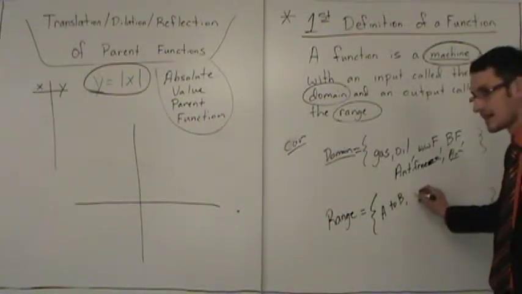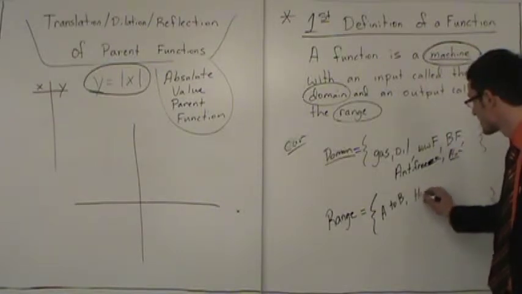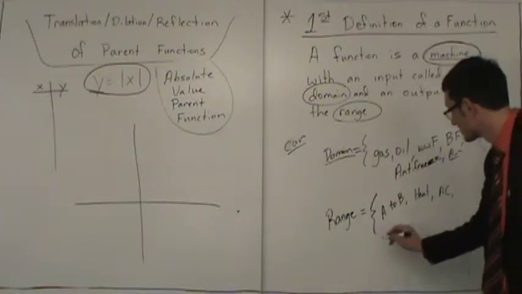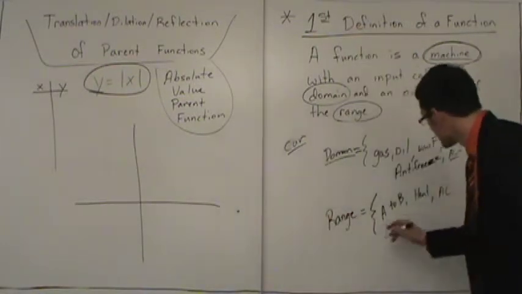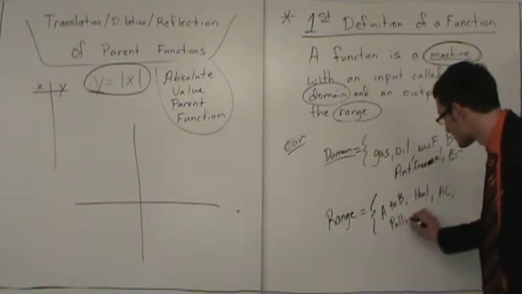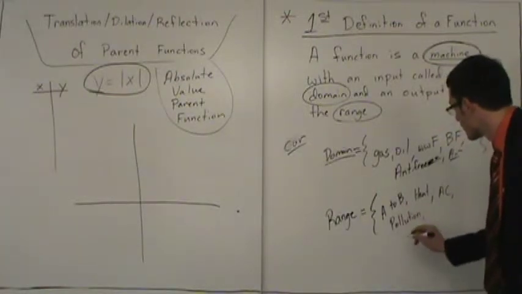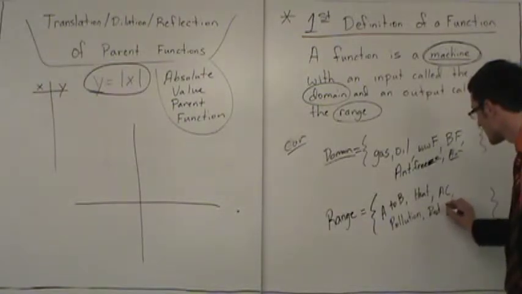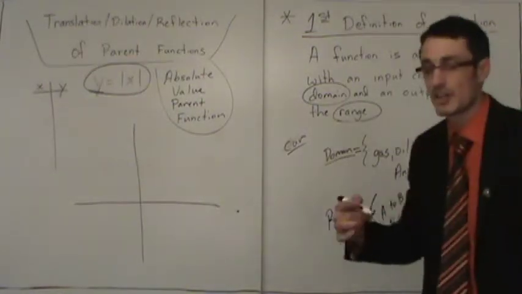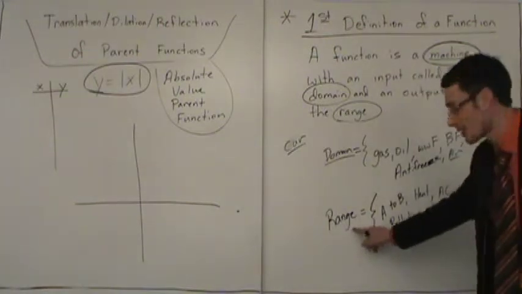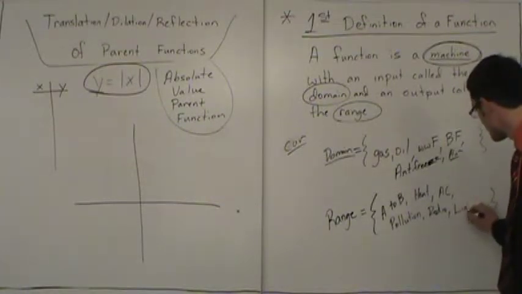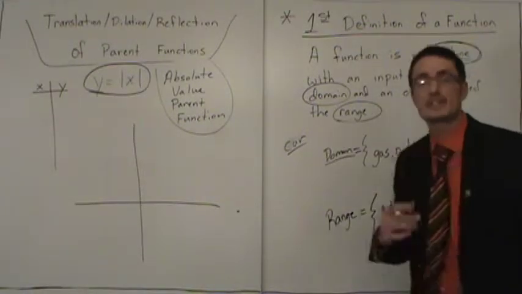Let's see. Heat. Oh, yeah, heater. What else? AC. What else does a car put out? Think. Someone said pollution. Yes, it does put out pollution. What else does a car put out? How about radio? Radio is in the range. What else is in the range of car? Range of car would be radio. How about lights? So headlights. Many things that a car puts out.